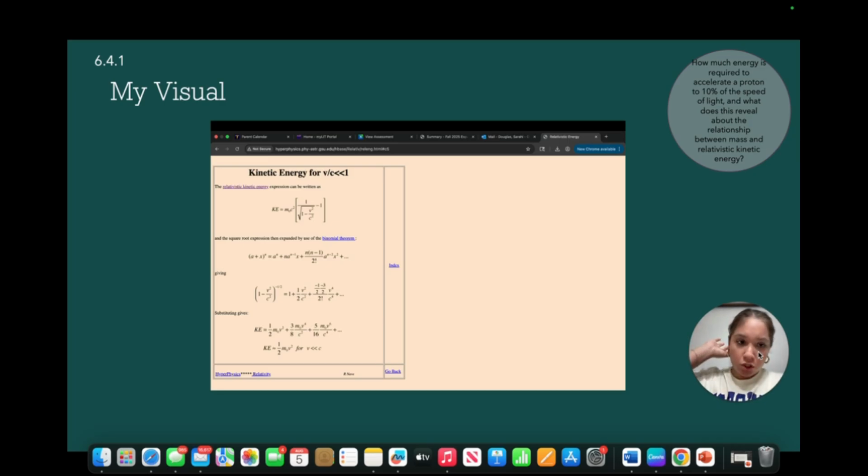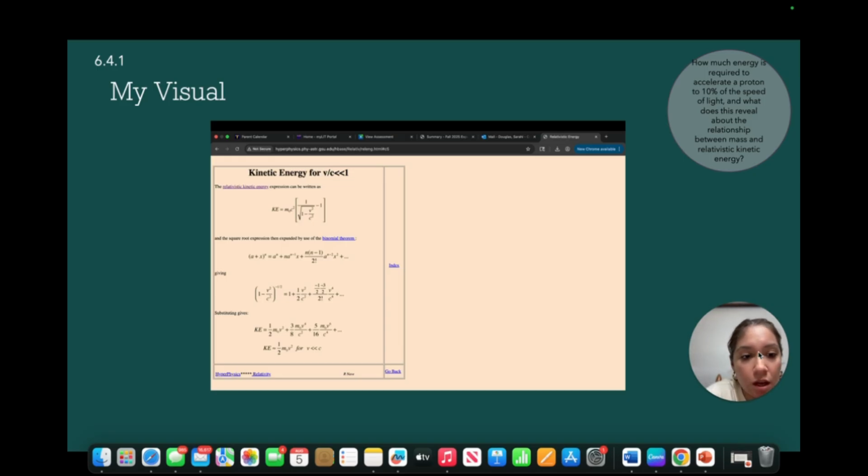So this is a source where I found the formula I used to solve my problem. It shows the full relativistic kinetic energy equation, which is KE equals mc squared times gamma minus 1. This formula helps calculate how much energy is needed to move something really fast. In my case, a proton going 10% the speed of light.